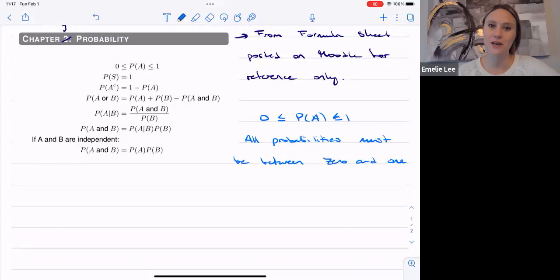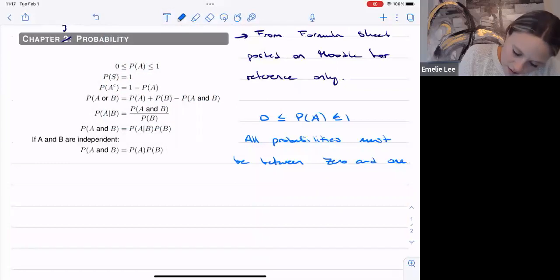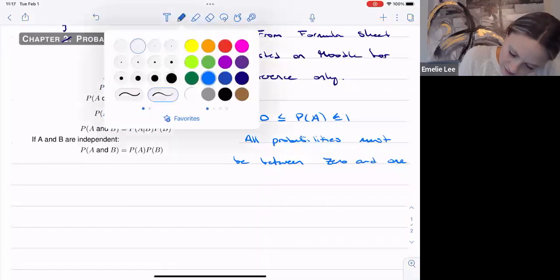All proportions have to be between 0 and 1. All percentages have to be between 0 and 100, right? And so, that's just a fact to keep in mind. Okay? And then we said, I'll kind of link these up with colors here.